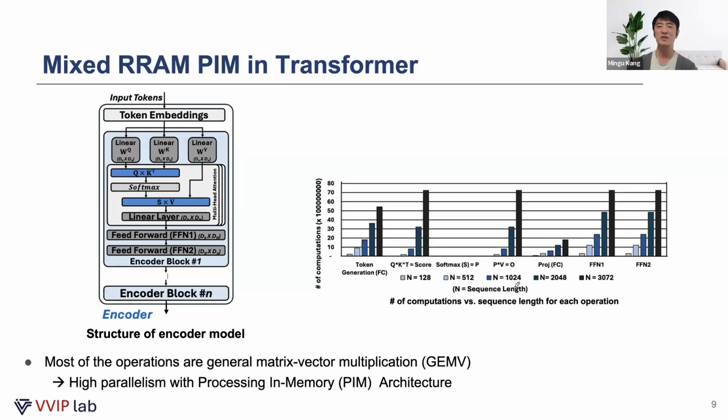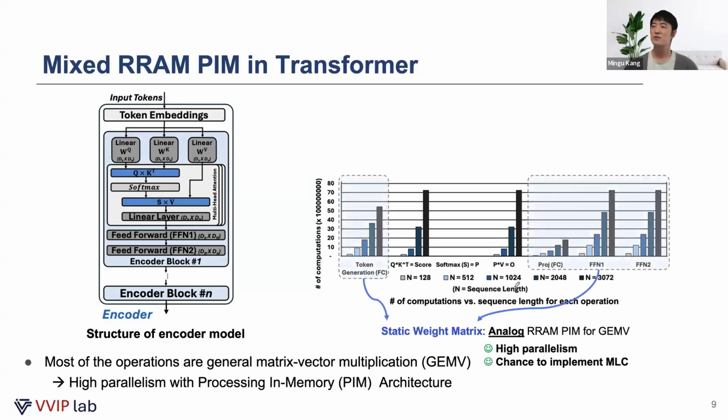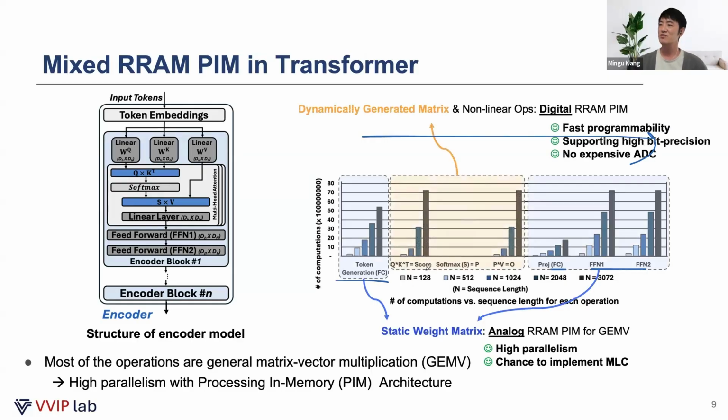Again, let us zoom in on the transformer data flow, including self-attention, feed-forward, and also nonlinear operations like softmax. First of all, this is just the processing order. Token generation, QKV, is static-based. FFN layers are also static weight matrices. On the other hand, the attention scores should be runtime generated, so it is a dynamic matrix operation. For the dynamic part, as I commented earlier, we are using SLC digital.